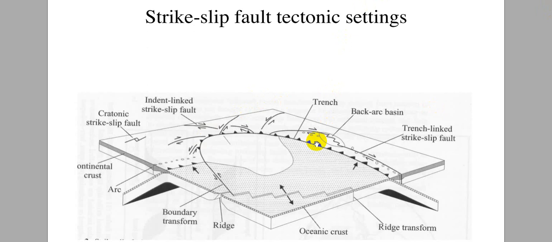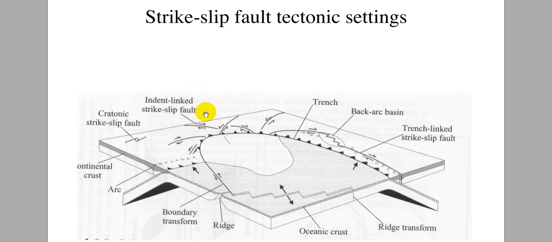The second example of strike slip fault habitat is trench-linked strike slip fault. Usually, a trench is the deepest area in the sea developed parallel to the subducted slab. And it takes convergence; some part of this overriding plate, this overriding plate and this subducted slab, escapes along what's called trench-linked strike slip fault.